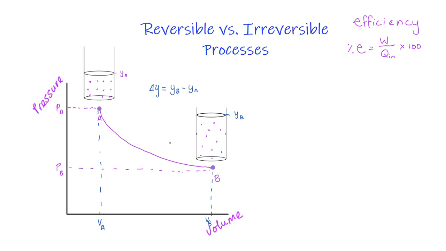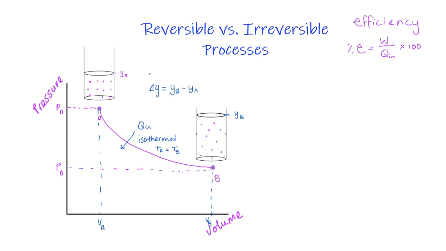Now, we know that if this is an isothermal expansion, that means that heat had to flow into the system in order for this system to increase without a temperature change. So keep in mind that the temperature at A is equal to the temperature at B.